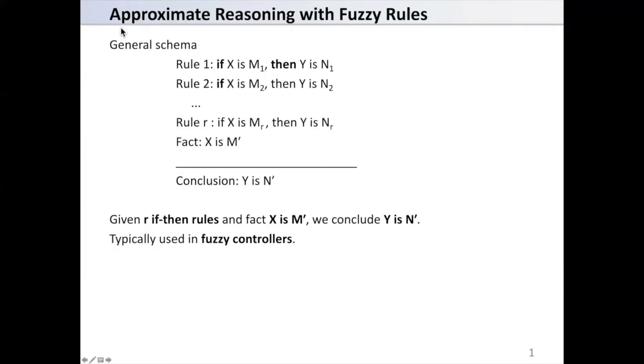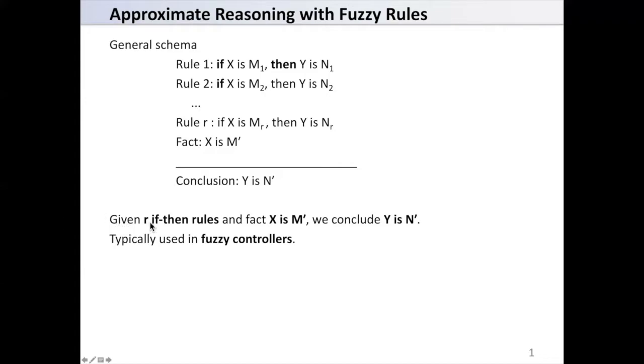In approximate reasoning with fuzzy rules, the general schema of rules is as follows. Rule 1 says that if x is m1, then y is n1. Rule 2 says that if x is m2, then y is n2. We go up to rule r, which says that if x is mr, then y is nr. We have a fact saying that x is m prime. And by using these R rules and the fact, we have the conclusion saying that y is n prime.